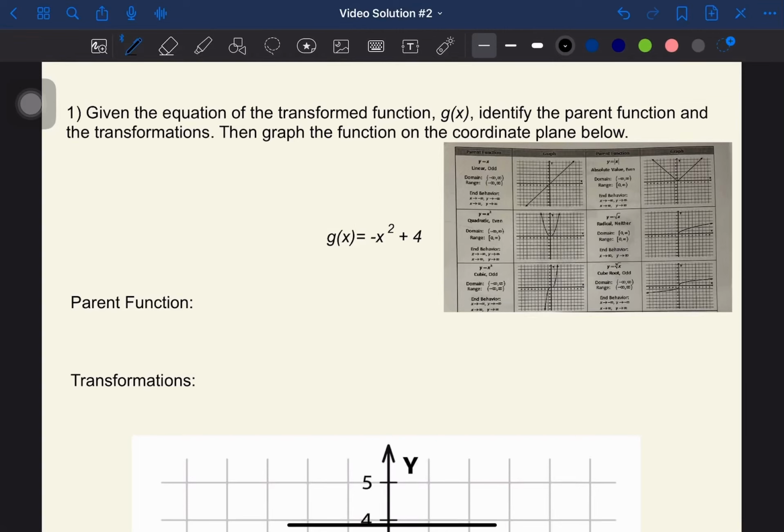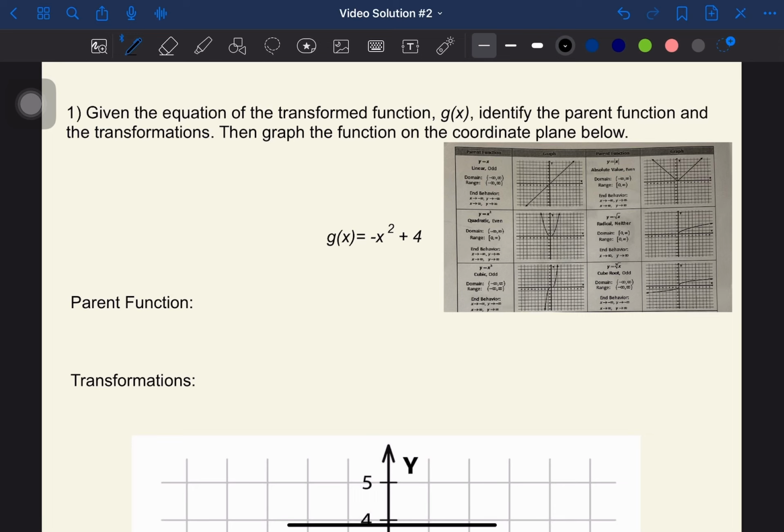So for this week's video solution, we are going to start by solving the following problem. For number 1, it says, given the equation of the transform function g of x, identify the parent function and the transformations. Then graph the function on the coordinate plane below. So we are given g of x is equal to negative x squared plus 4.